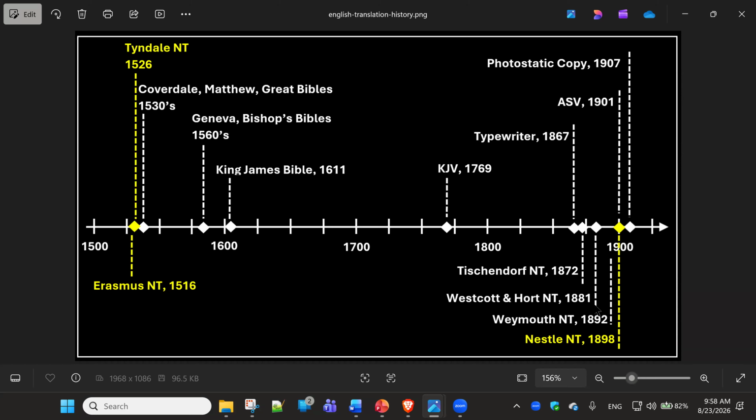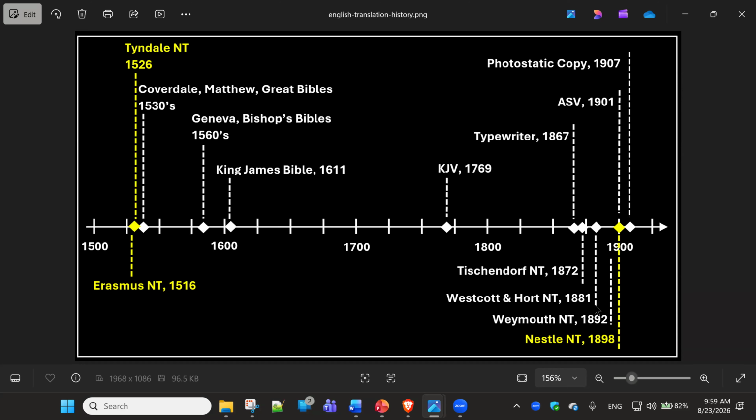Then in 1952, a German, Kurt Aland, A-L-A-N-D, one of the most important New Testament scholars of the 20th century, period, joins the Nestle team, so to speak. And in 1952, after he joins, he's not running it yet, they produce the 21st edition. That's the first edition he works on. Still working from the prior editions of the Nestle text. Tischendorf, Westcott and Hort, Weymouth.